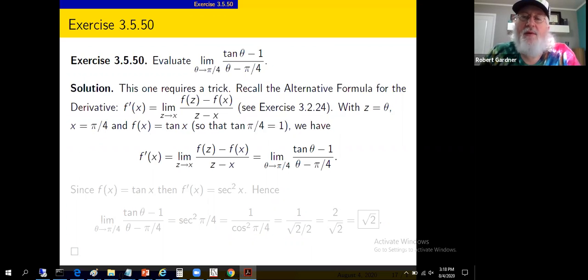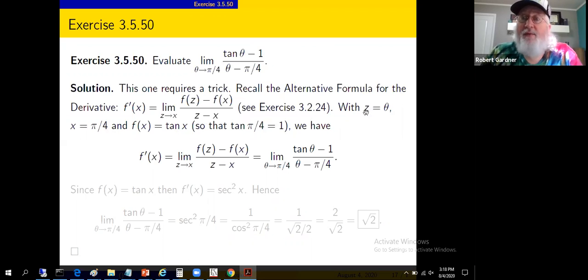then we get tangent of theta minus tangent of pi over 4, which is 1. So we'd get a tangent of theta minus 1. So far, so good. In the denominator, we'd have theta for z and pi over 4 for x. We'd have theta minus pi over 4. Well, that's exactly this. So that's the trick.